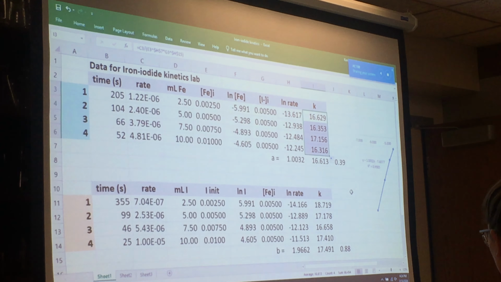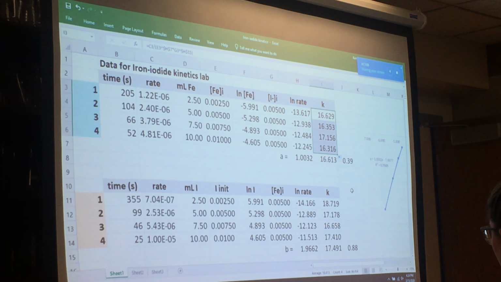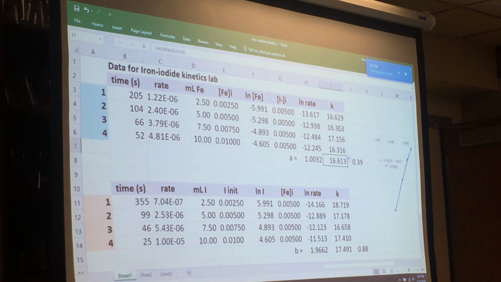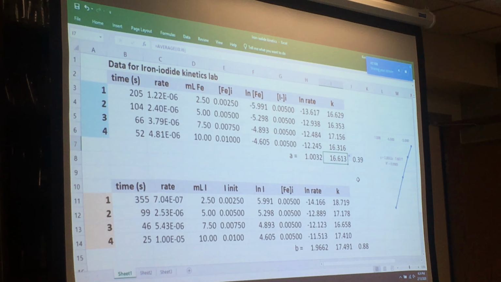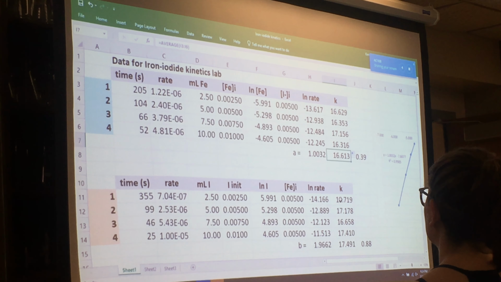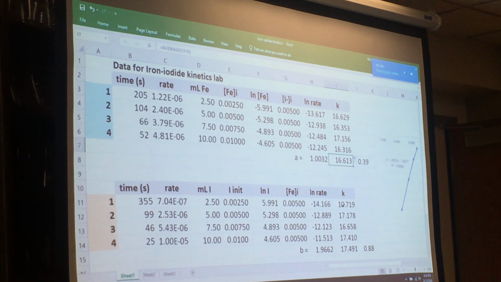Notice that K is not exactly the same, but it's pretty close. This number is simply the average of the 4 above. So that's what we do. You can do K the exact same way down here. You can't do K until you know the values of A and B.